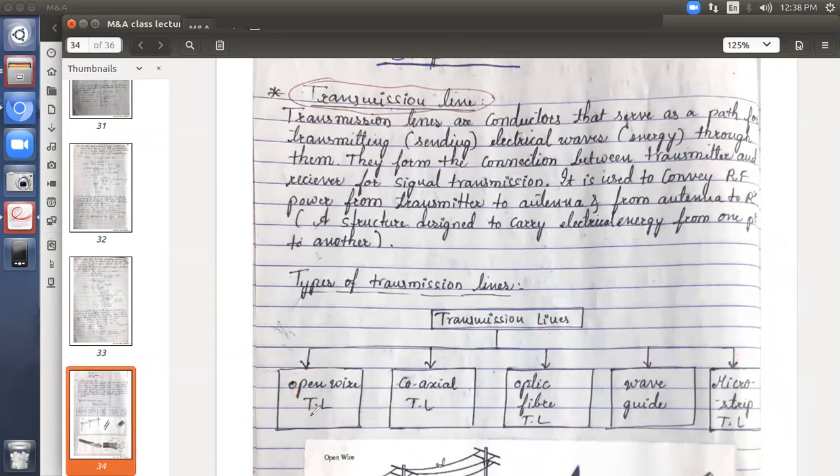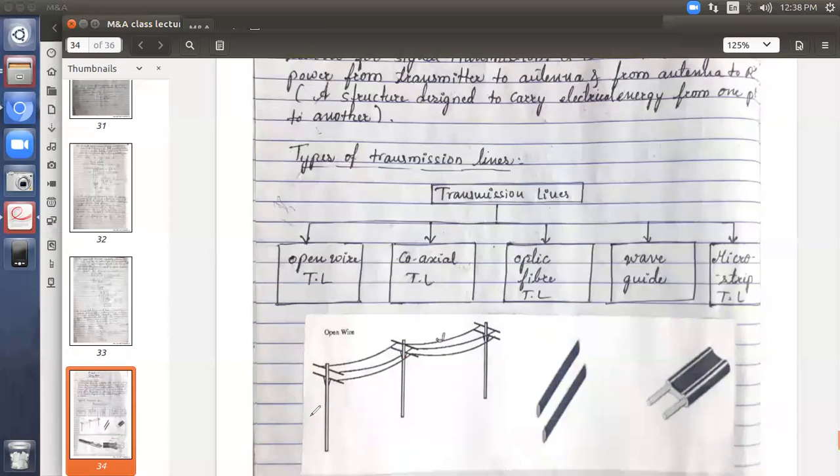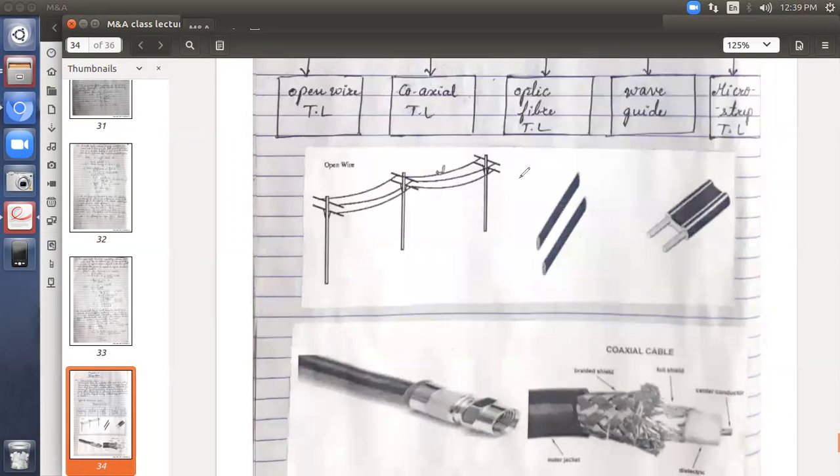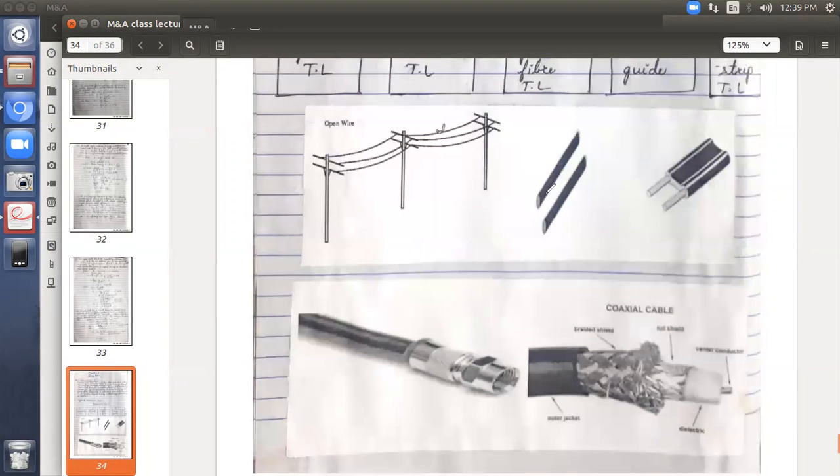Now, I have just pasted a few pictures here. You can see what this is: open wire. I think this is a very familiar photo which you might have seen from your childhood when you cross the roads, right? Open wire. Mostly, it's a very old traditional method of communication. Open wire transmission line. And you can see here open wire. Then this is also open wire, a pair of.